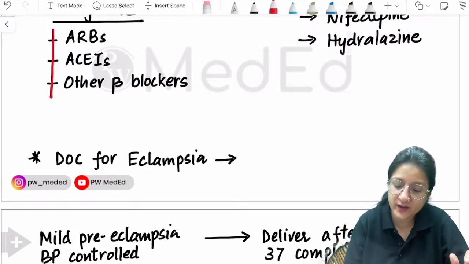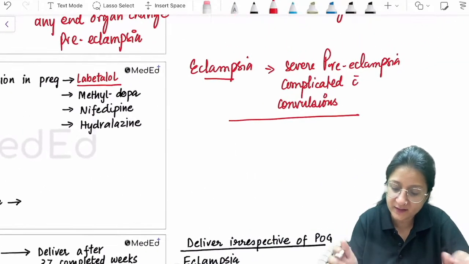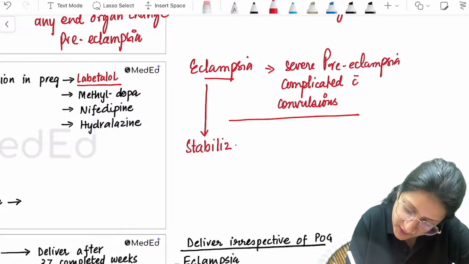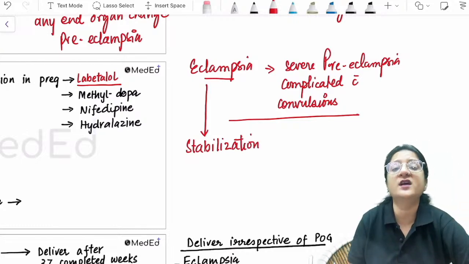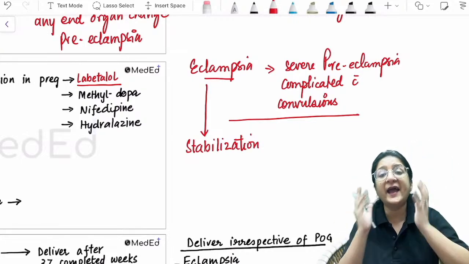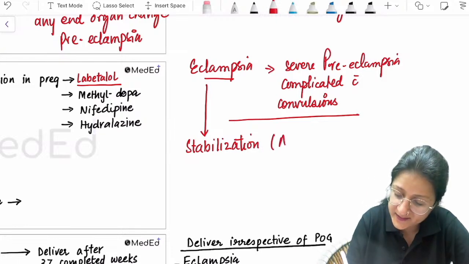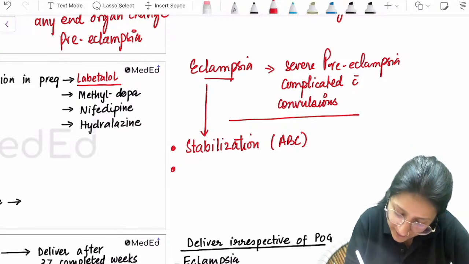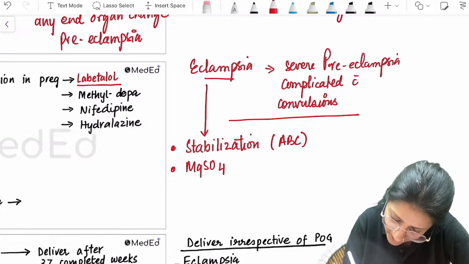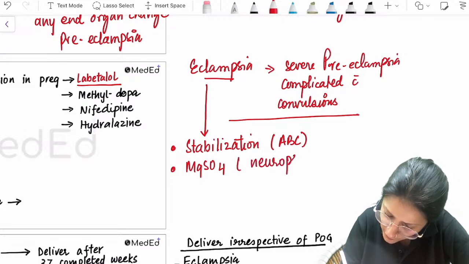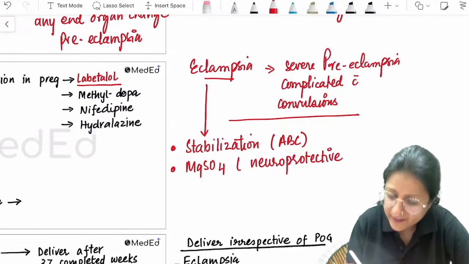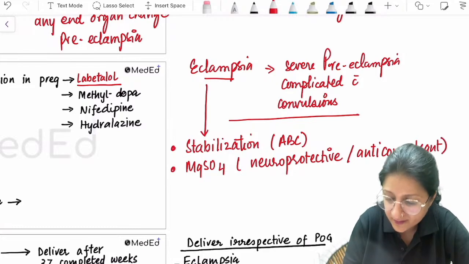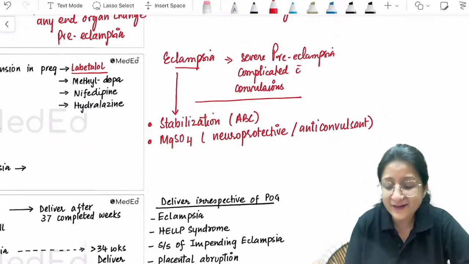Whenever you have eclampsia, let me also tell you here itself, first focus on stabilization of the patient. Patient is having a convulsion. Airway protection is very, very important. ABC, airway, breathing, circulation. Focus on stabilization. Then we will give magnesium sulfate, right? This is going to be neuroprotective. Magnesium sulfate has anticonvulsant action. It is going to prevent convulsions.